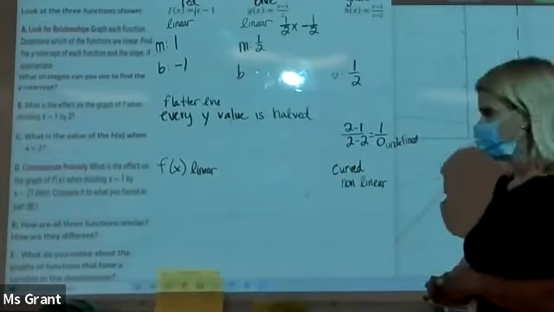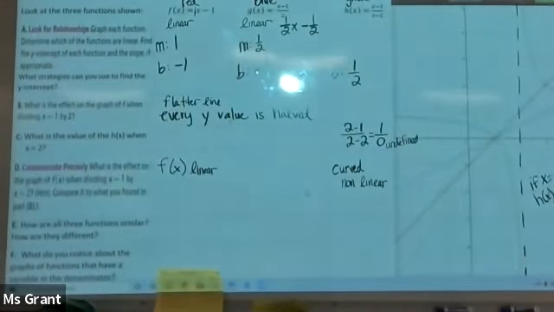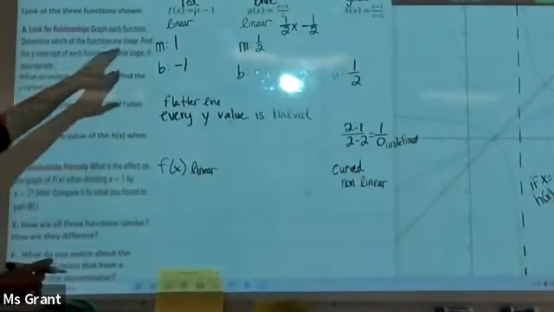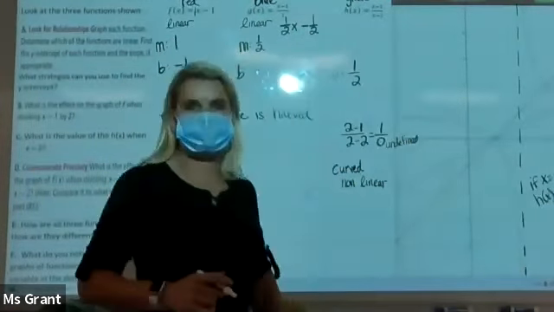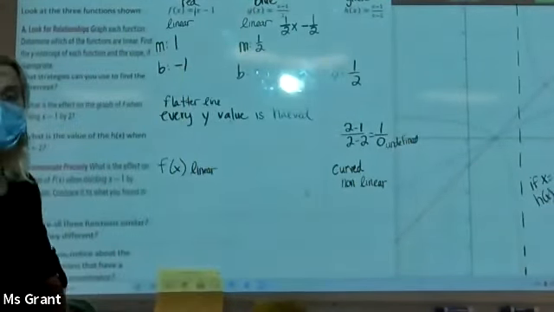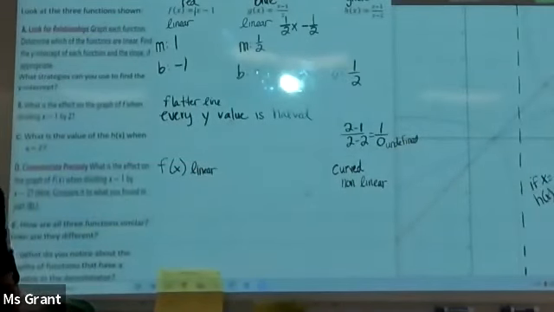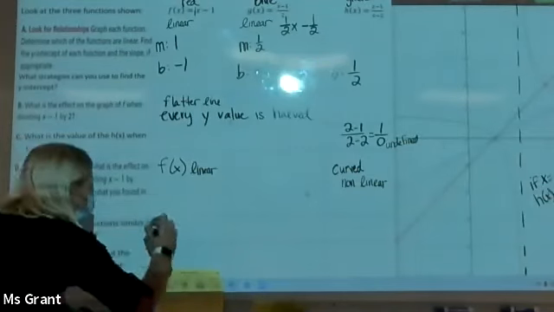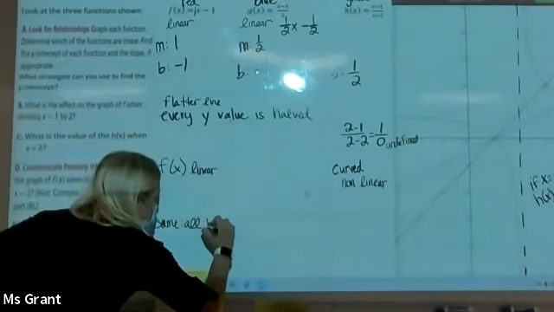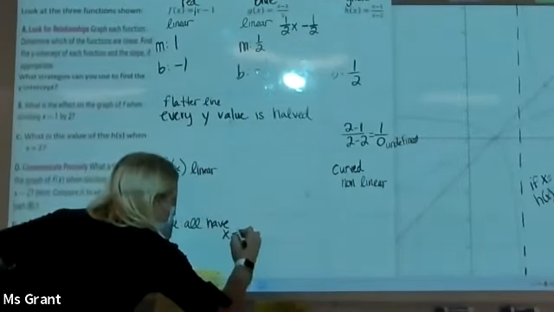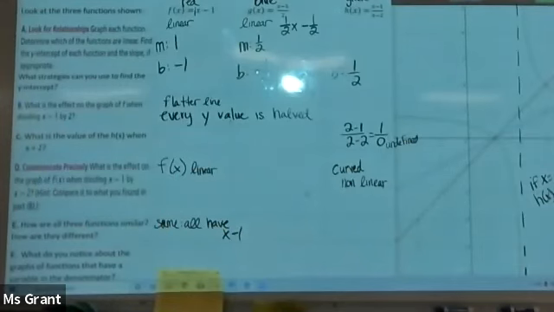Okay, let's go to E. How are they similar? How are they different? Look at my equations. X minus 1, x minus 1 divided by 2, x minus 1 divided by x minus 2. What's the same? I need new people. I don't want to hear from the same people. Troy, in class right here. What's the same? They all contain x minus 1. They all have x minus 1. Yep, they do. Great.